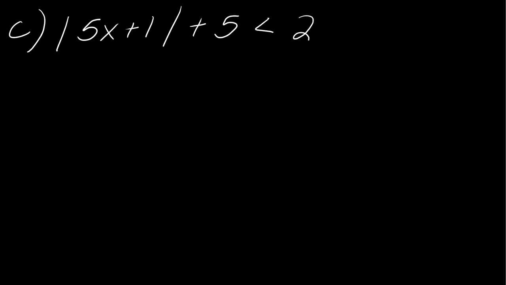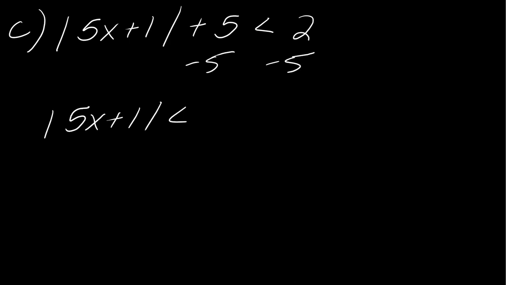Okay, so this next one is actually a special case in disguise. First things first, I need to subtract off the 5. And so I've now got the absolute value of 5x plus 1 is less than negative 3.